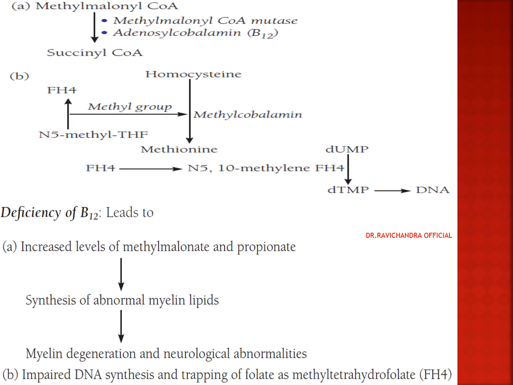So, deficiency of B12 will lead to increased levels of methylmalonate and propionate in the first reaction, when there is no formation of succinyl-CoA. Thereby, synthesis of abnormal myelin lipids will occur. Thereby, myelin degeneration and neurological abnormalities will be seen in the person with B12 deficiency.